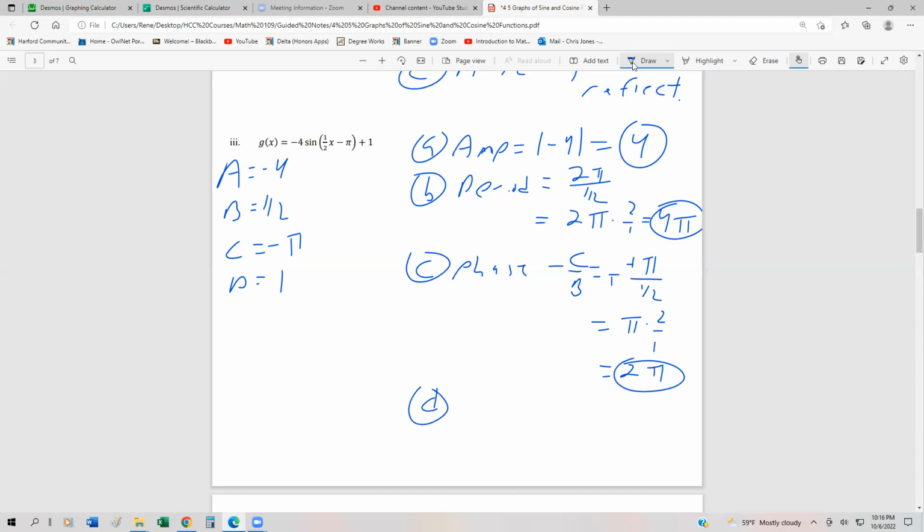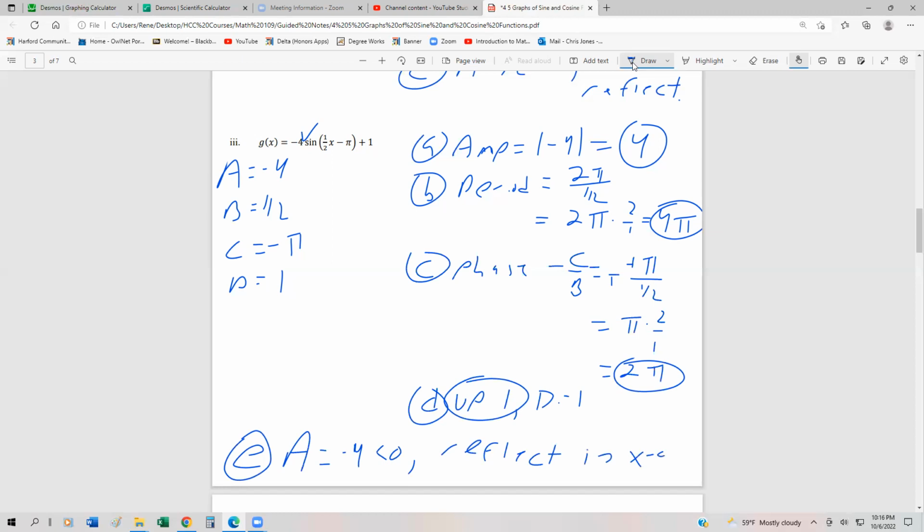The vertical translation is up 1, and that's just because d is equal to 1. Finally, the last thing we notice is that there's a negative in front of a. So a equals negative 4, which is less than 0, and so that means we reflect in the x-axis.